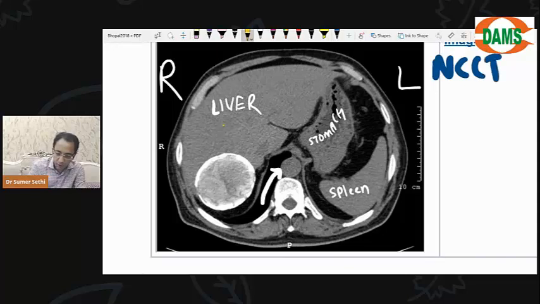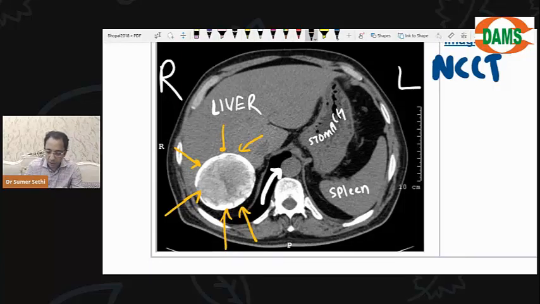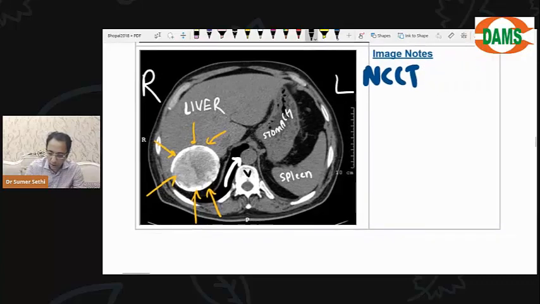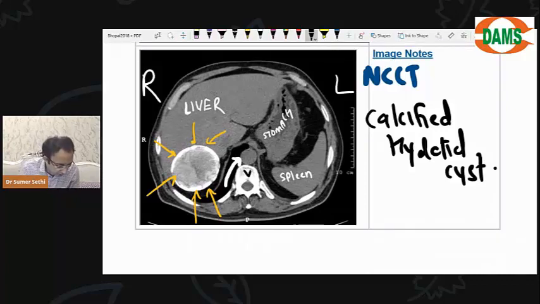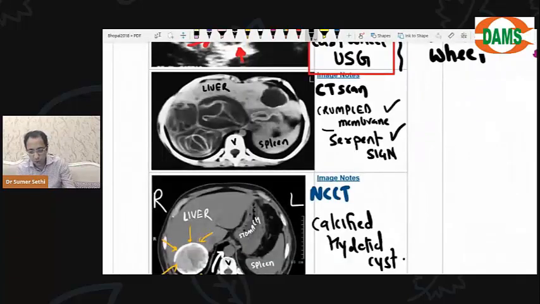Okay. Now tell me, what is this? Can you see a white lesion in the liver? How white? As white as the bone. This is a calcified hydatid cyst. This is how a calcified hydatid cyst looks. Everybody understands? In the previous image, we can use both the terms. You can call it crumpled membrane, you can call it serpent.